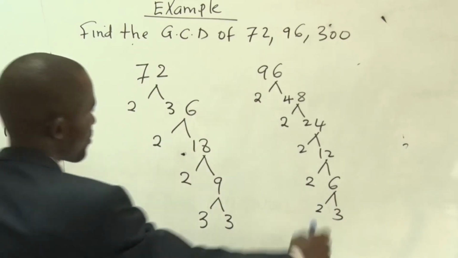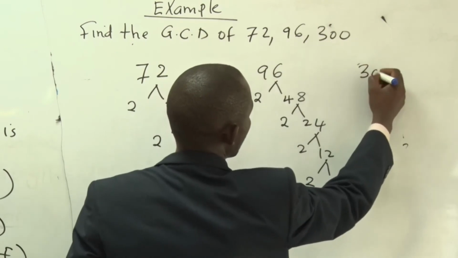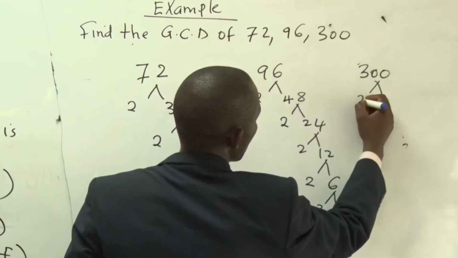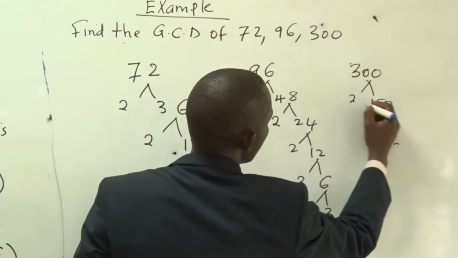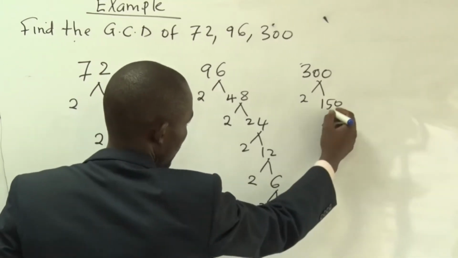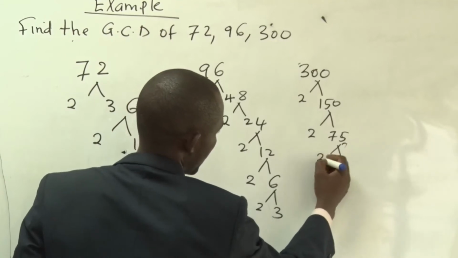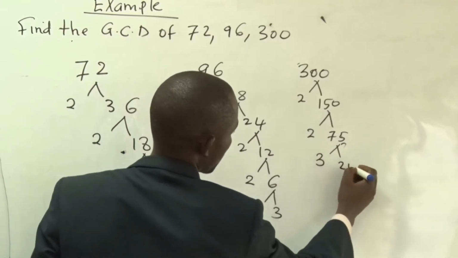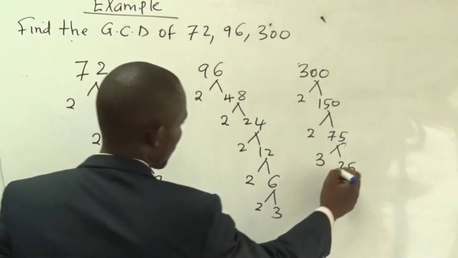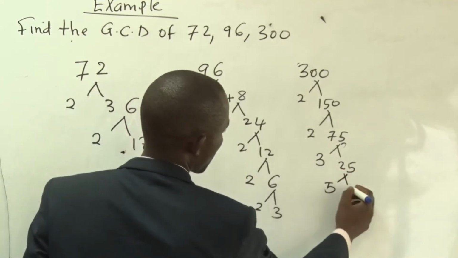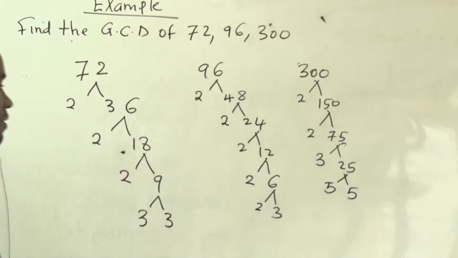You pick the last one, which is 300. 2 goes into 300 150 times. 2 goes into 150 75 times. We take 3, which goes into 75 25 times. Then finally we can have 5 going into 25 5 times.